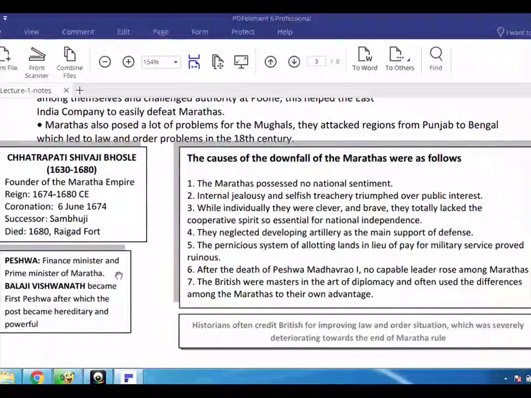Balaji Vishwanath became the first Peshwa, after which the post became hereditary and powerful. Historians often credit the British for improving the law and order situation, which was severely deteriorating towards the end of Maratha rule.